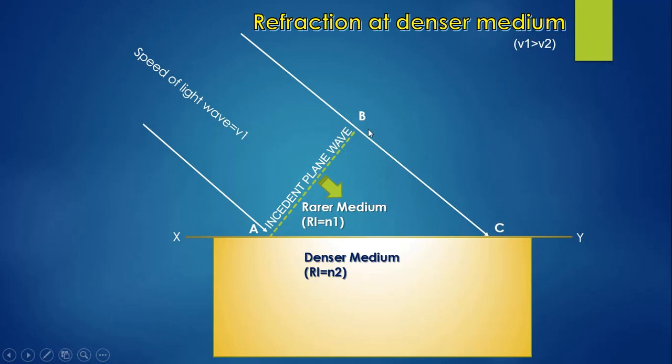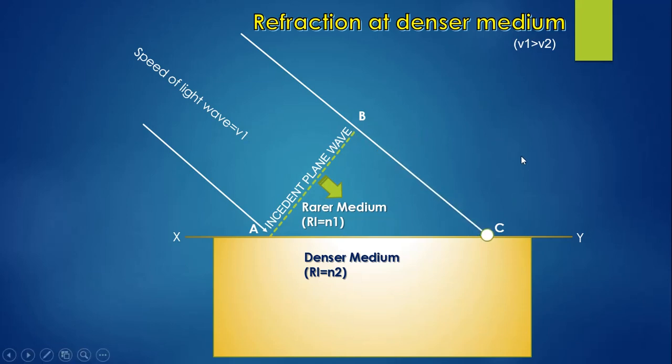So we have to assume that this B end is initially moving in the rarer medium with a speed v1. Now we have to measure the time, how much time it will take to travel from B to C. Then if we get that total time, we have to multiply that time duration with the speed v1 to get the distance BC. Let us assume that this B end is now moving with a speed v1. Hope you understood. So this is how it is moving from B to C.